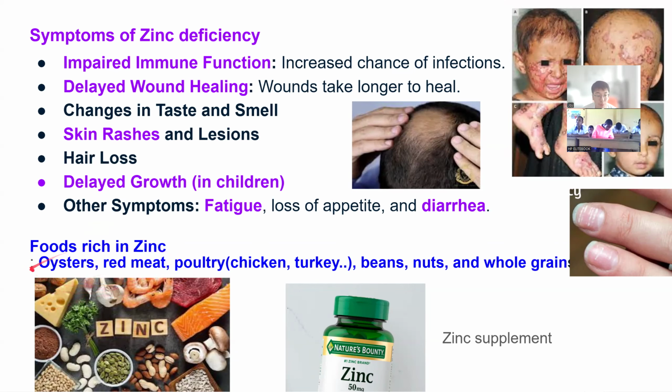So I was just saying it's important to eat foods rich in zinc, like oysters, red meats, poultry, beans, nuts, and whole grains, or also to take zinc supplements.